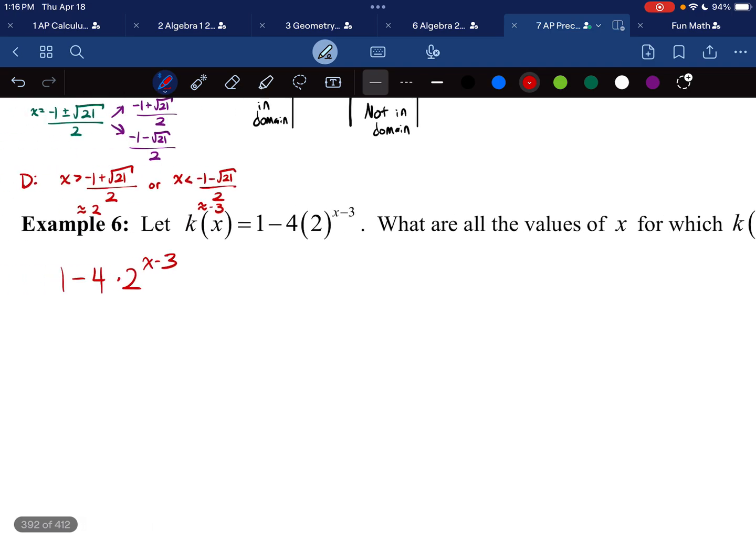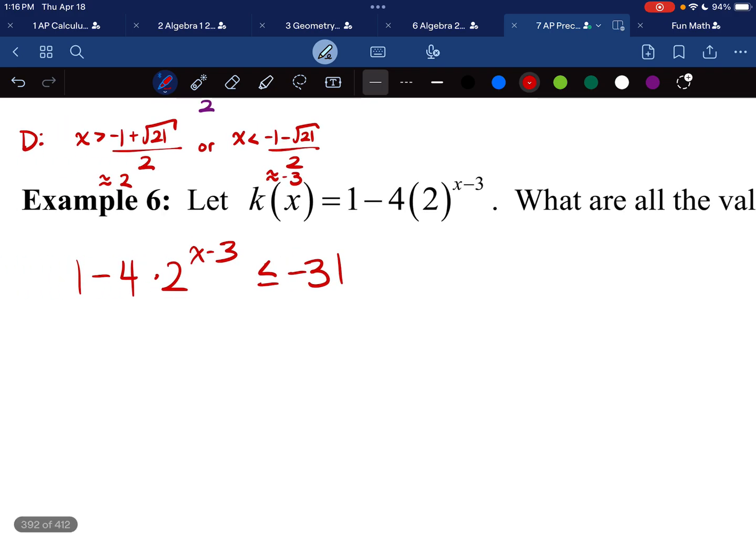This thing needs to be less than or equal to negative 31. Less than or equal to negative 31. Okay, so from here, we need to solve. I don't have any domain restrictions, which is a giant sigh of relief because that caused us to do the quadratic formula and the giant problem in the last one. No domain restrictions, just go ahead and solve.